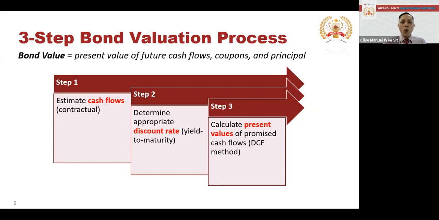The second step is, what discount rate can we use to be able to discount these future cash flows? In bonds, the discount rate is normally the yield to maturity, which is your required rate of return on your investment. Remember, the discount rate, the yield to maturity, should reflect the underlying risk of the investment. And then the third, once you've estimated the cash flows and you've already elected an appropriate discount rate, which reflects the risk of the investment, you can now compute for the present value using a discounted cash flow method.